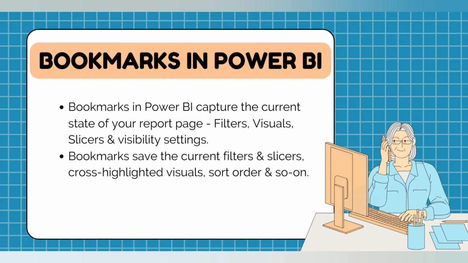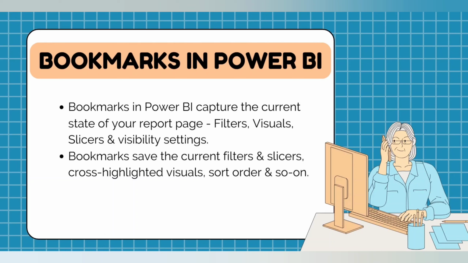Bookmarks in Power BI capture the current state of your report page, filters, visuals, slicers, and visibility settings. In simple words, a bookmark is like taking a screenshot of your report page's state. What visuals are visible, which filters are applied, what page you are on, and more. When you click that bookmark later, Power BI brings everything back to that exact same state. Bookmarks save the current filters and slicers, cross-highlighted visuals, sort order, and so on.